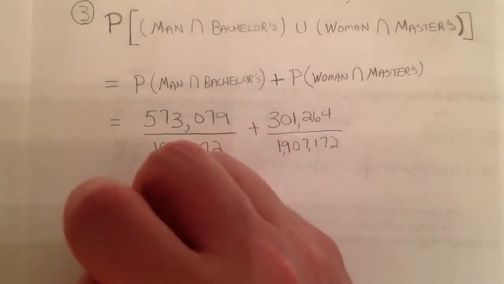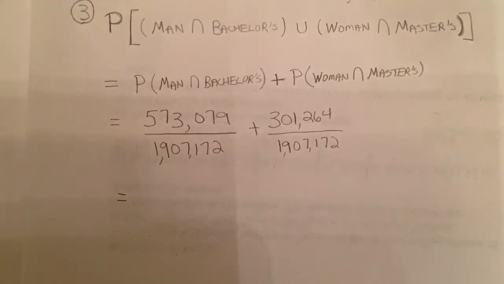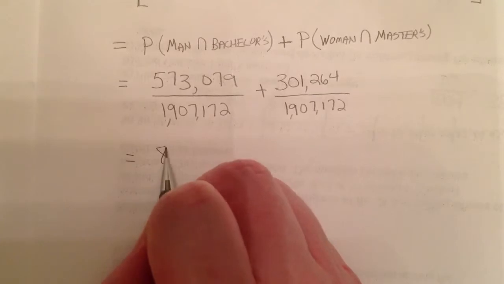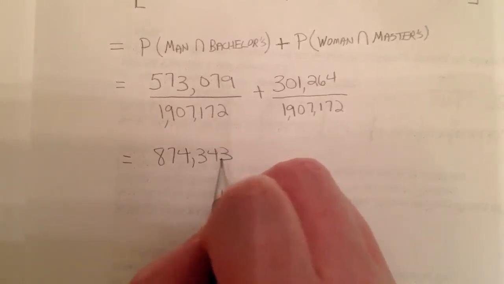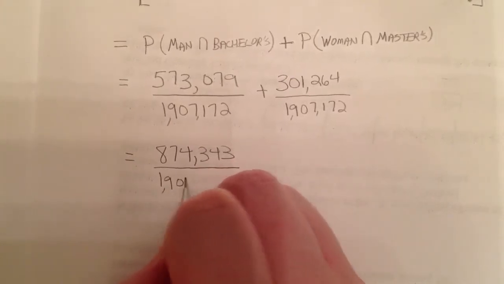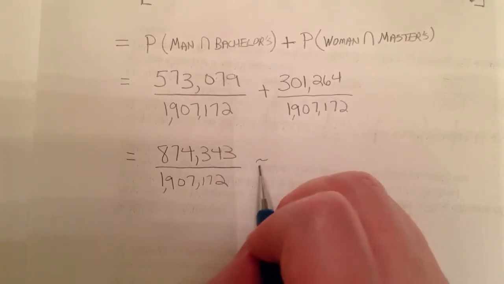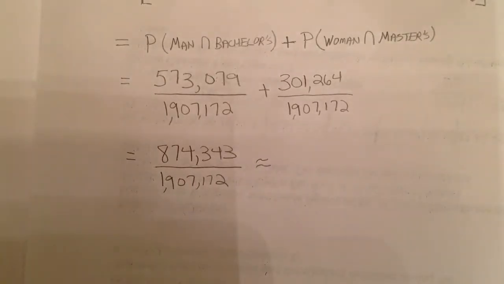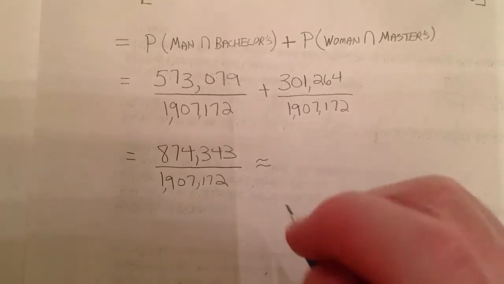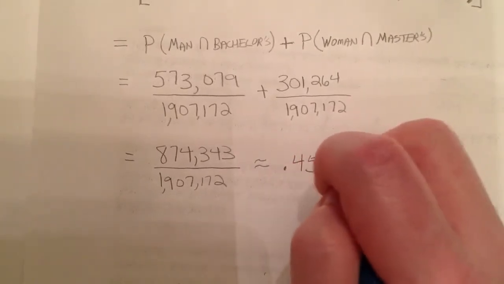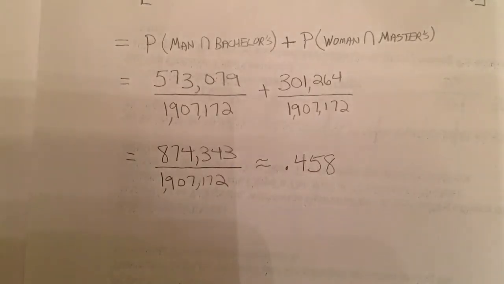And so in total, we have a combined total of 874,343 such degree recipients out of the total of all the bachelor's, master's, and doctoral recipients. And so we have that probability in fraction form, and if you were to express it as a decimal, this comes out to about 45.8%.